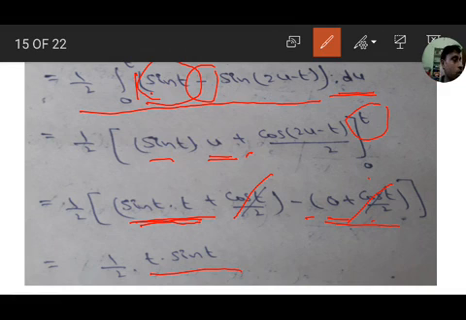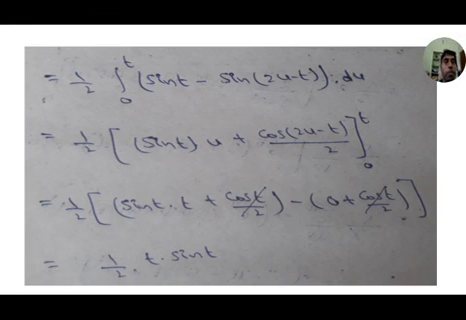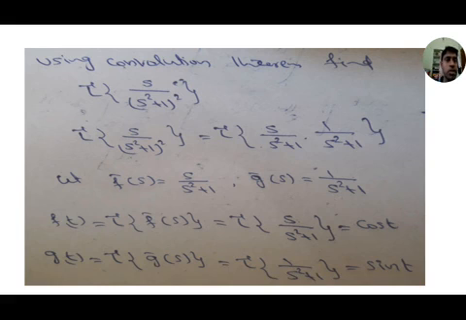Okay, this is the answer. Next, one more time we will move to the next problem. Before going to the problem, go through the problem first. Note down the problem quickly.